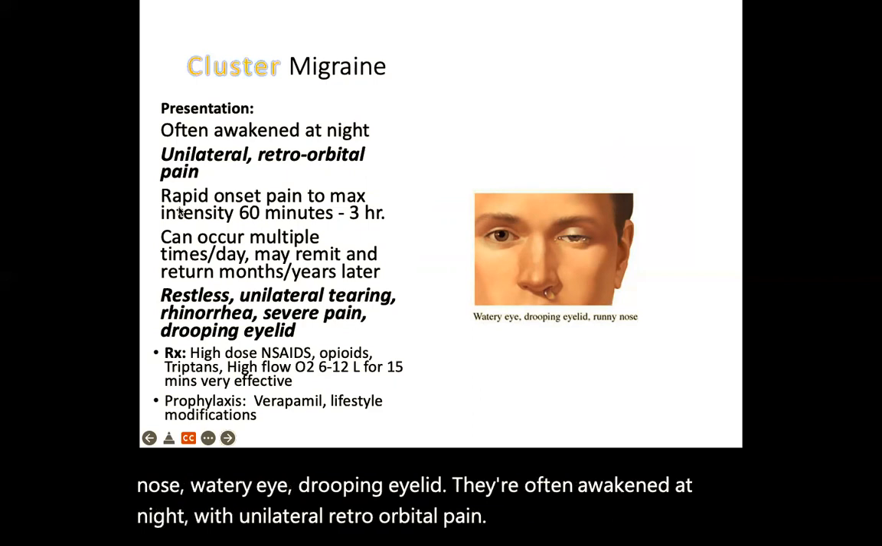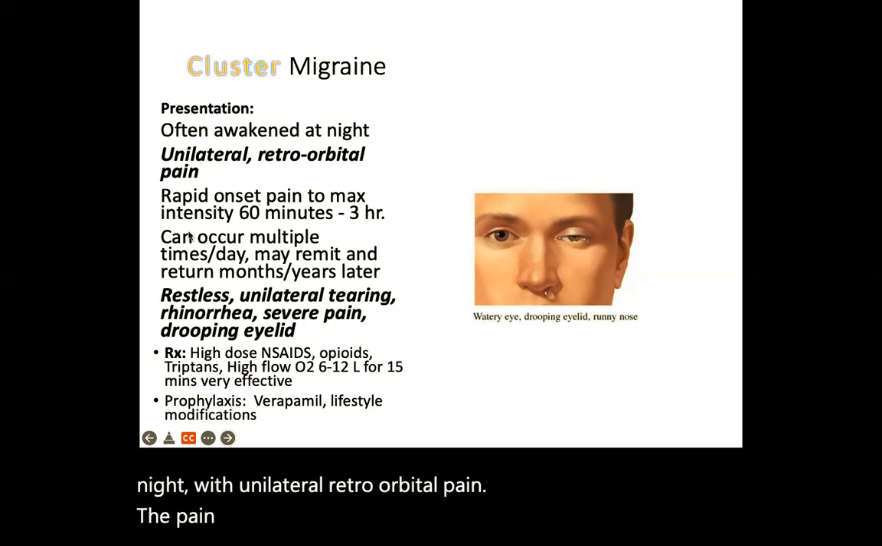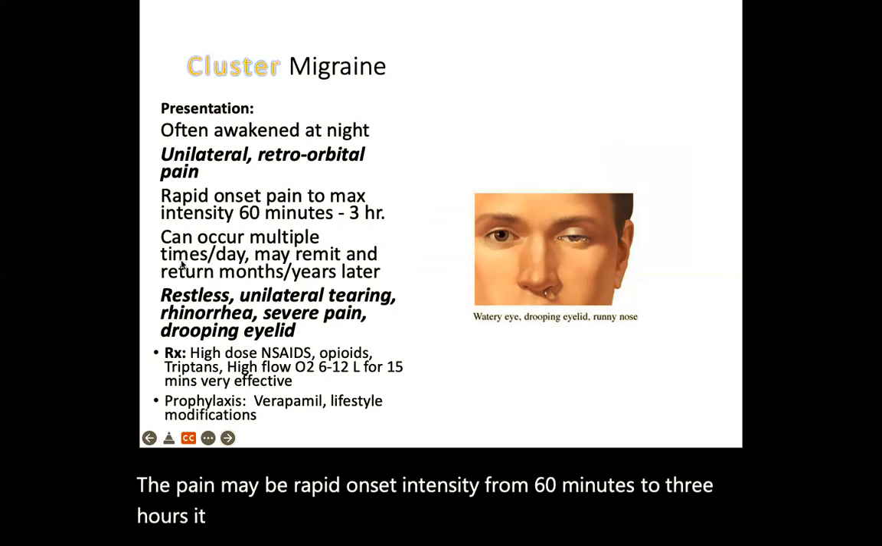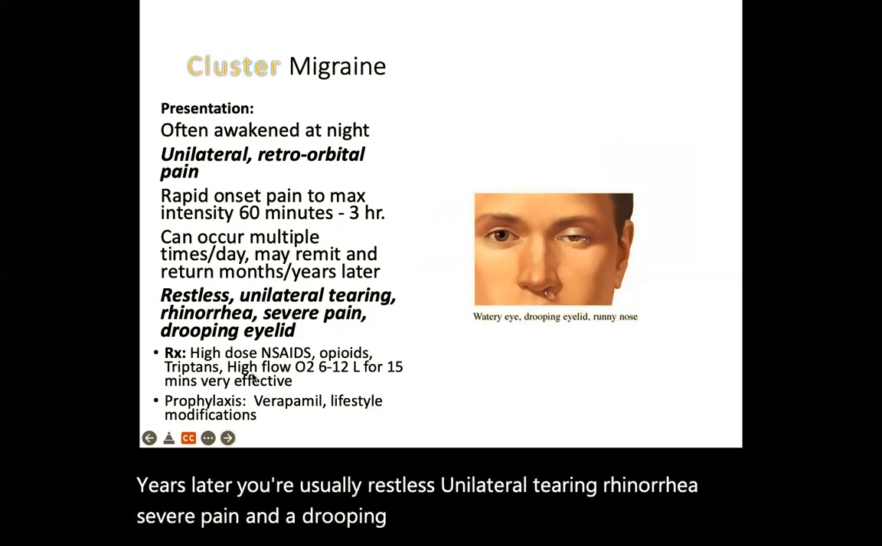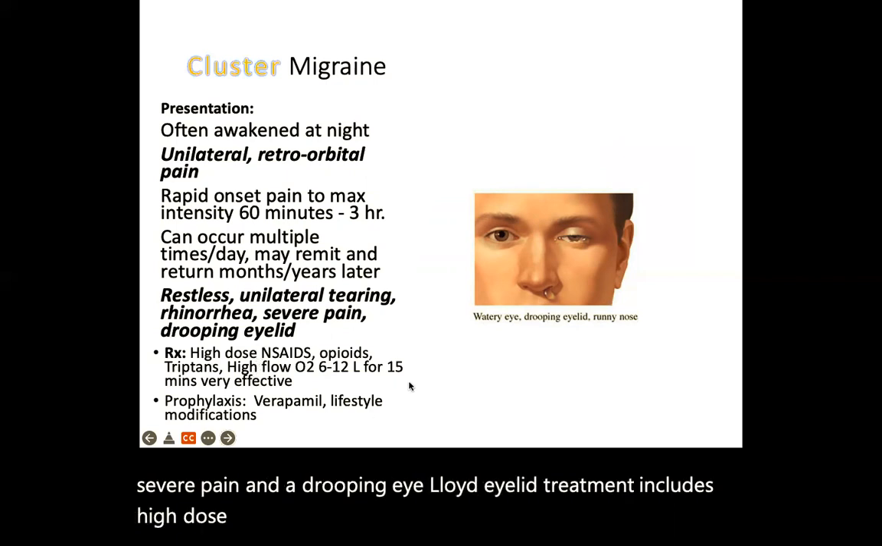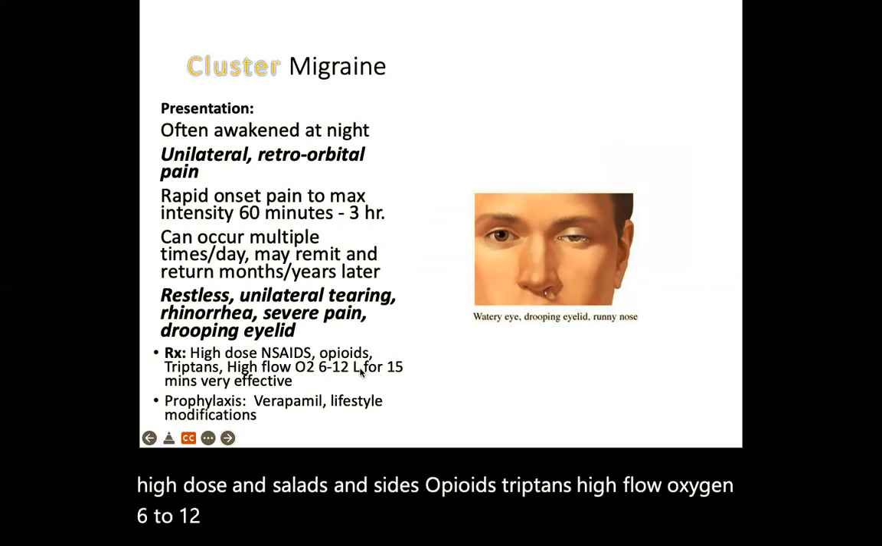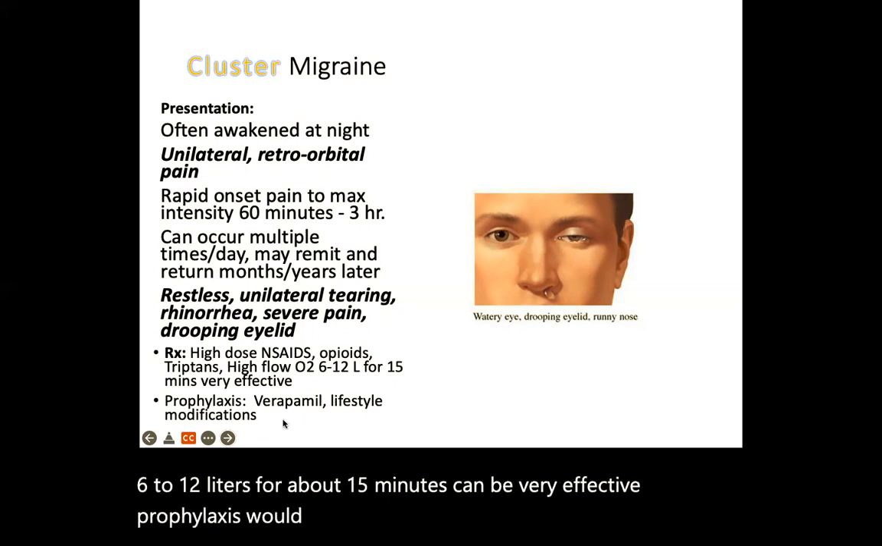The pain may be rapid onset and intensity from 60 minutes to 3 hours. It can occur multiple times a day, and may remit and return months, years later. You're usually restless, with unilateral tearing, rhinorrhea, severe pain, and a drooping eyelid. Treatment includes high-dose NSAIDs, opioids, triptans, and high-flow oxygen, 6 to 12 liters for about 15 minutes, which can be very effective. Prophylaxis would include verapamil and, of course, lifestyle modifications.